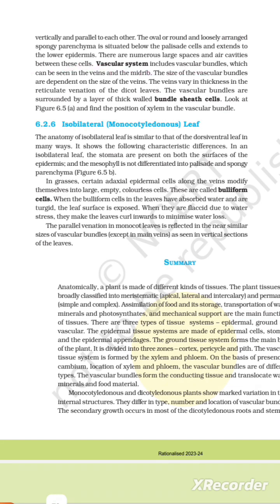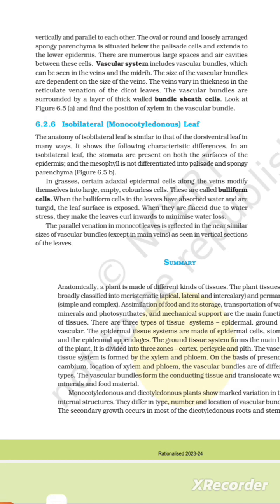The vascular system includes vascular bundles, which can be seen in the veins and the midrib. The size of the vascular bundles is dependent on the size of the vein. The veins vary in thickness in the reticulate venation of the dicot leaf. The vascular bundles are surrounded by a layer of thick-walled bundle sheath cells. Look at figure 6.5a and find the position of xylem and phloem in the vascular bundle.